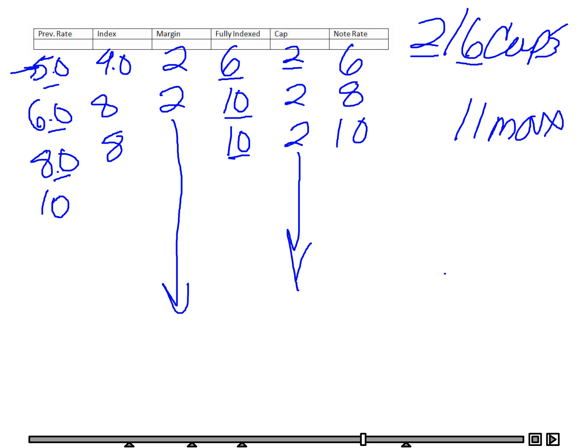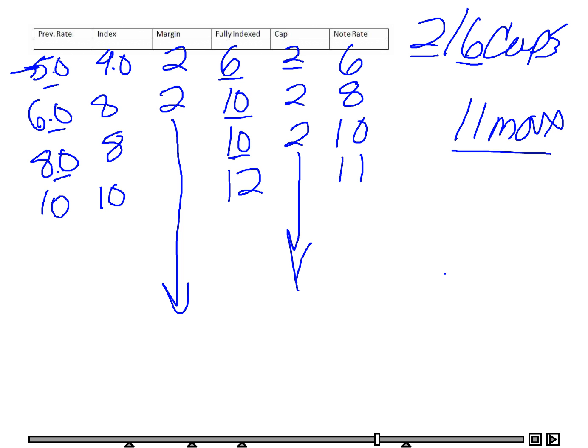The next year, the index goes up to 10%. With a margin of 2%, that gives us a fully indexed rate of 12%. With a 2% cap, this rate, the previous rate, can go down to 8 or up to 12. But remember, we have an 11% max. So this loan will adjust to 11%, which is the maximum lifetime cap for this program.